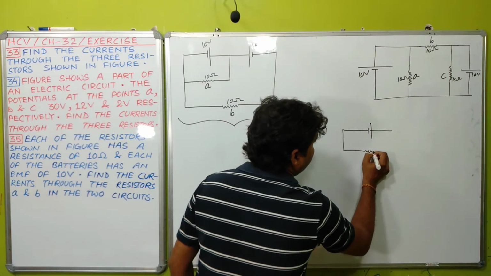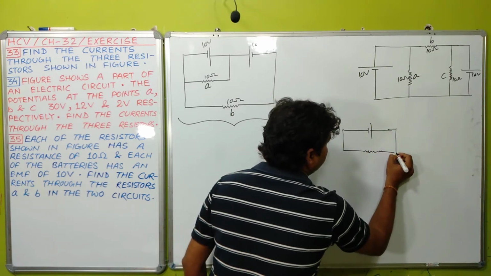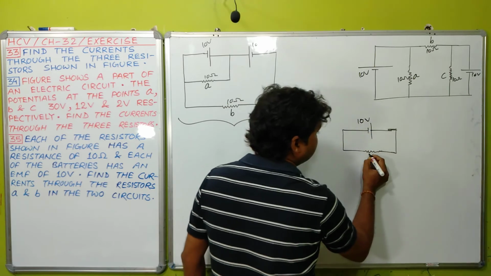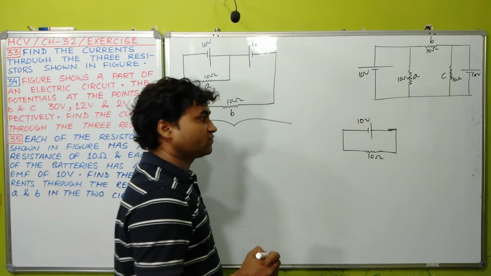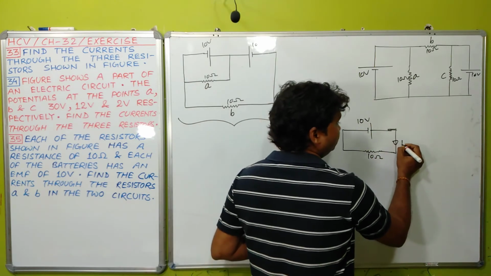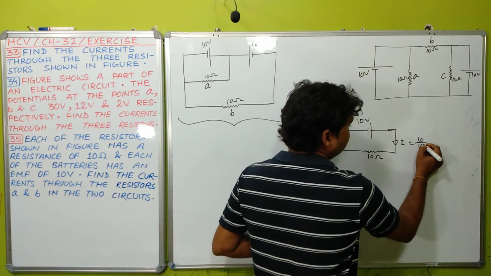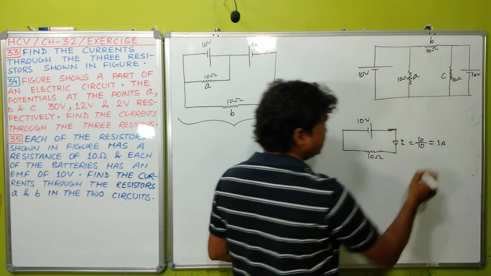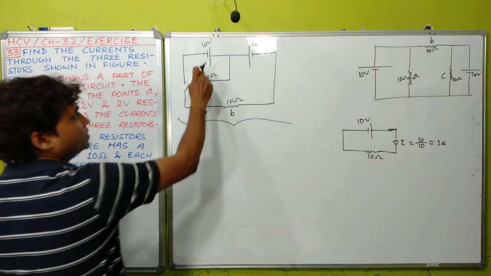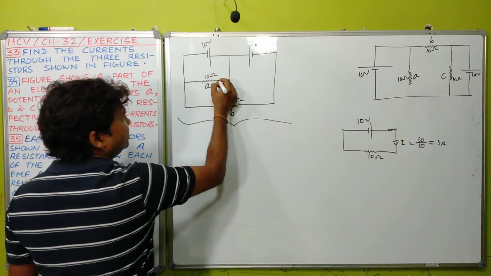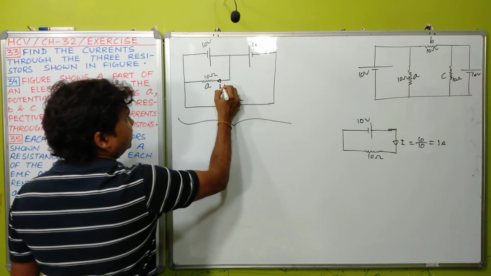Obviously like this, and you can understand this is the simplest circuit. In this case you can find out the value of current which will flow like this, having value I equals V by R, 10 volt divided by 10 ohm resistance. This is 1 ampere. Very simple. So the value of current through this resistance will be what? 1 ampere.